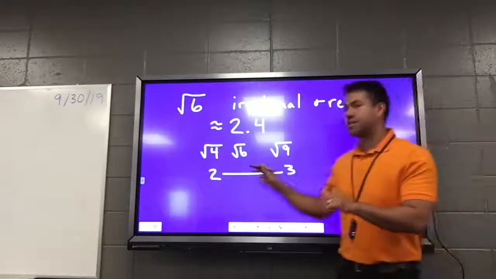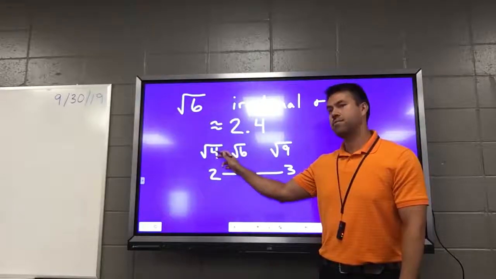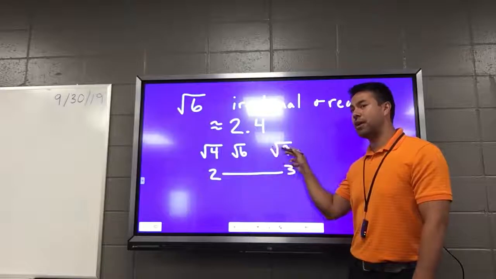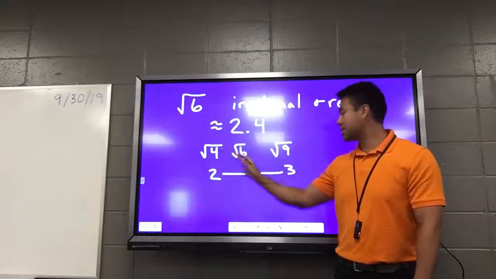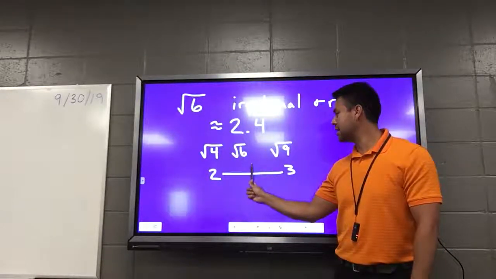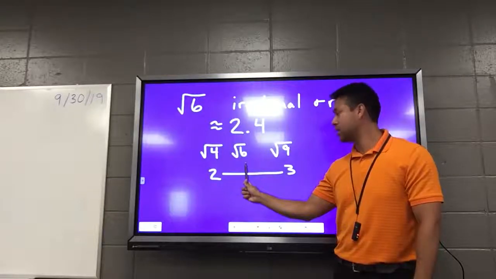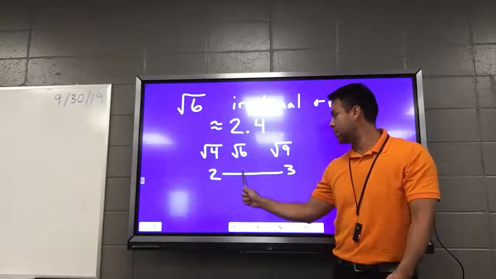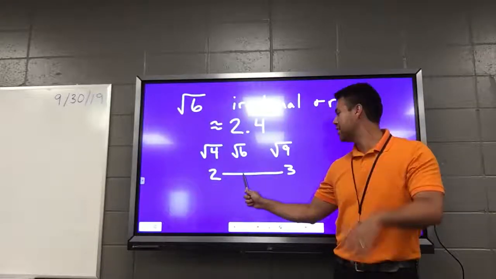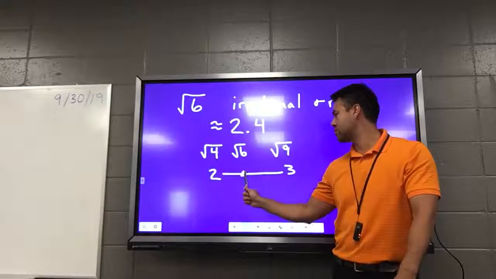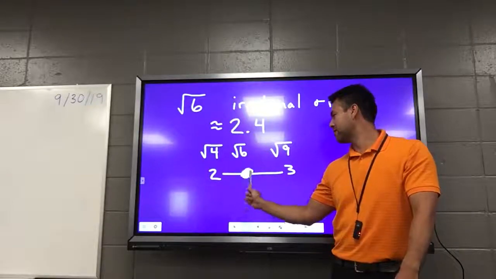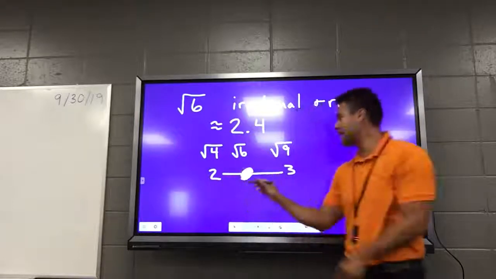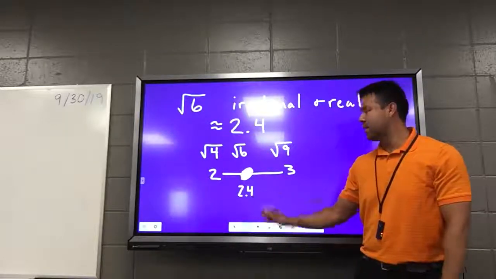Okay, how about this? How far is 6 from 4? 2. How far is 6 from 9? 3. So you see how it's a little bit further away from 9 than it is from 4? So it's not in the middle. It's a little bit closer to 2. Then I just take a reasonable estimate. Again, 2.3, 2.4, even 2.5, but I just picked 2.4, which maybe is right here or something. See how that's kind of like a range. I'm not exact.